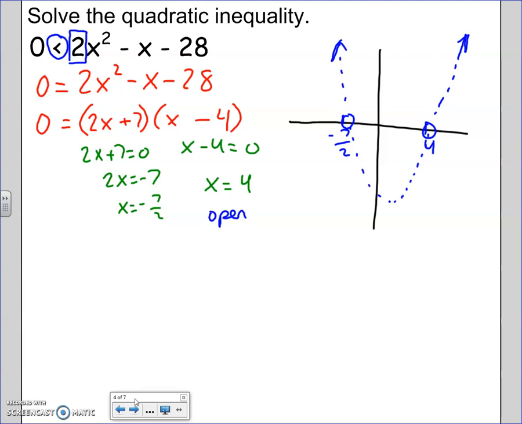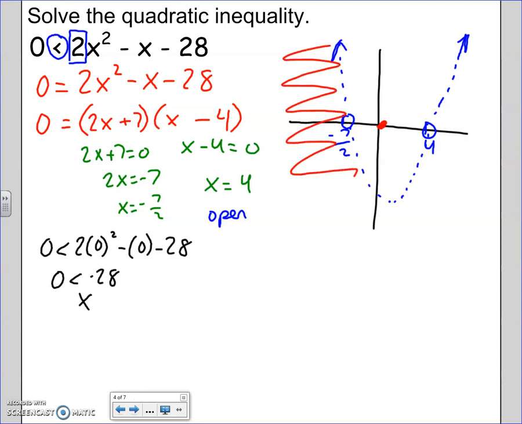You should always do 0, 0 if you can. 0, 0 is right here. I'll plug into the original problem: 0 for x and y, so that's 0 on the left side. 2 times 0 squared minus 0 minus 28. Well, that's just going to be 0 less than negative 28. Is 0 less than a negative? That's false. So I do not shade inside, I shade on the outside.